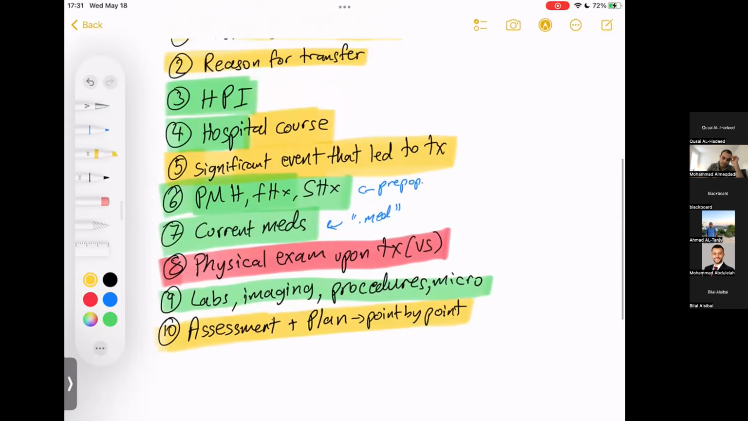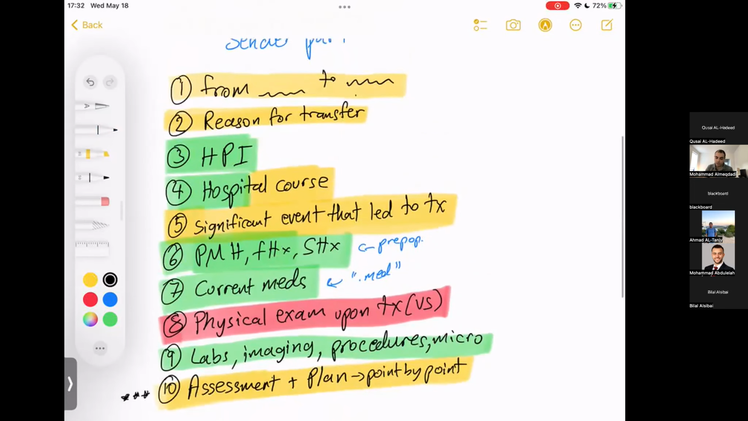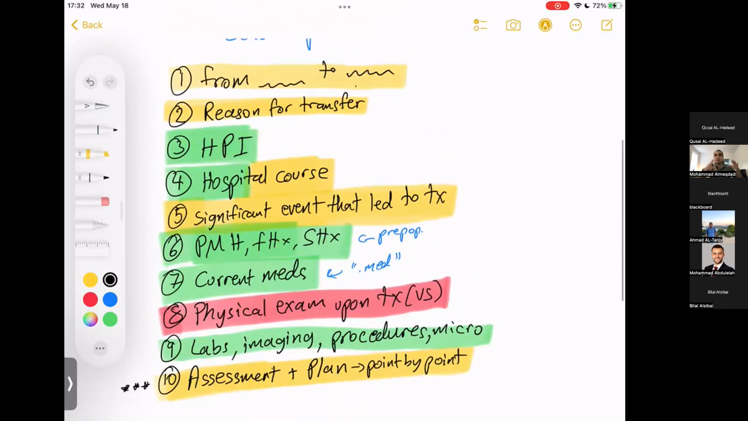Okay. And if you want to look at it in terms of importance, I think this is probably the most important part: your assessment and plan about what you are doing for the patient. What do you suggest the receiving team to do for the patient? Okay, so this is going to be your full documentation about exactly how to transfer the patient.